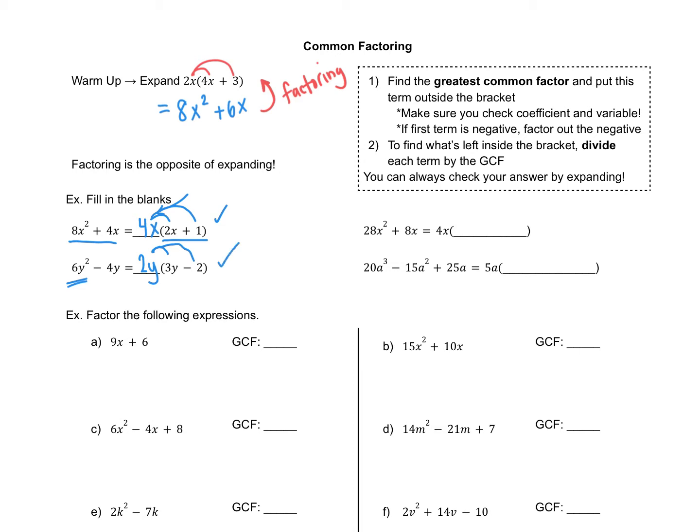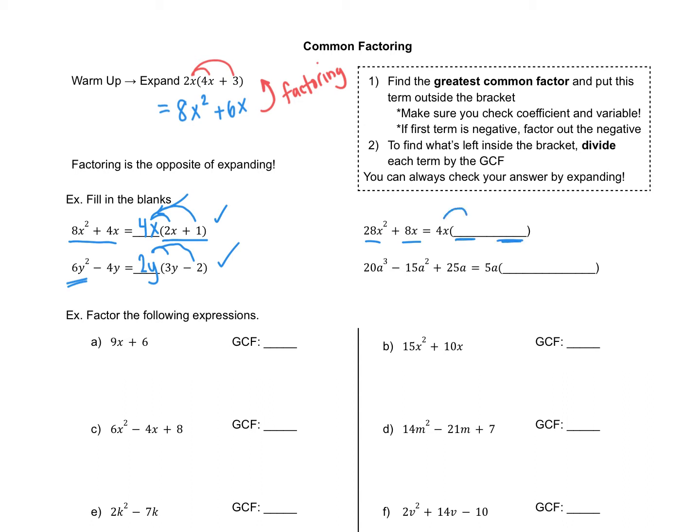So in these two examples, I gave you the bracket, but we had to figure out that term in front. And the next one, I'm going to give you the term in front, and we have to figure out the leftover bracket. So 28x squared plus 8x equals 4x times a bracket. Because my starting expression started with 2 terms, my bracket should also have 2 terms.